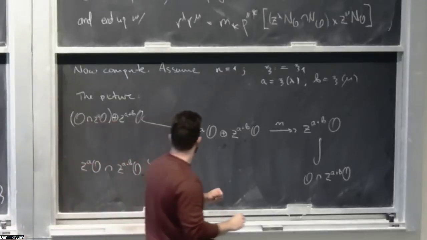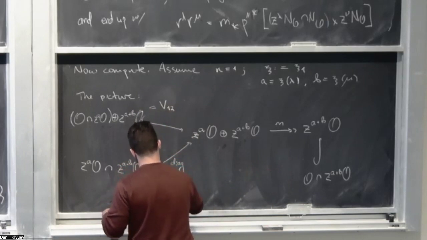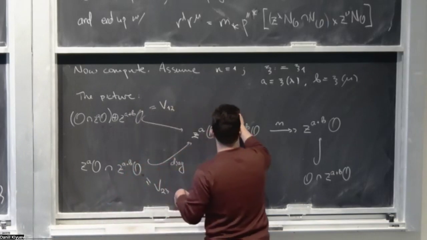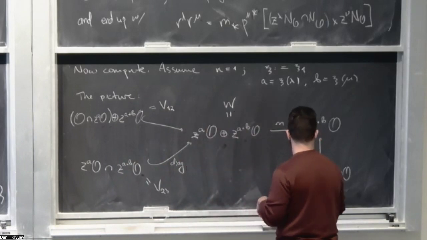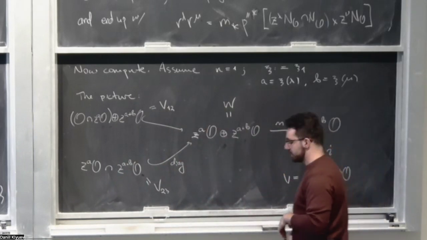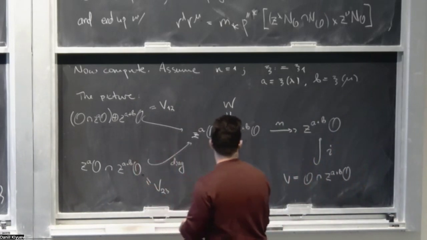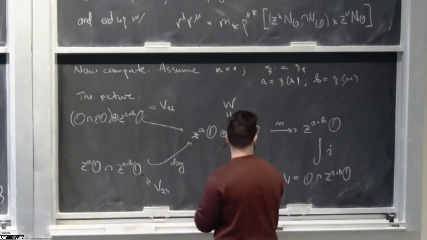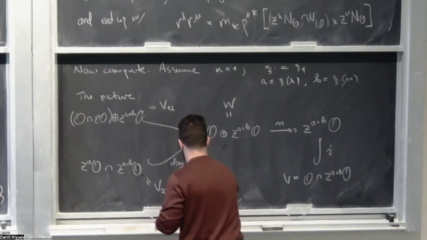In the notation of BFN, this is called V12, this is called V23, this is called W. This is called V. I will call this I. Maybe they call it I.